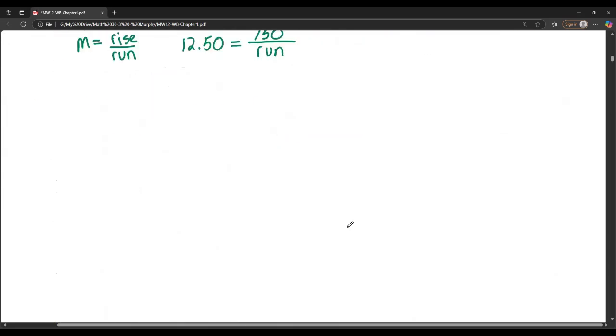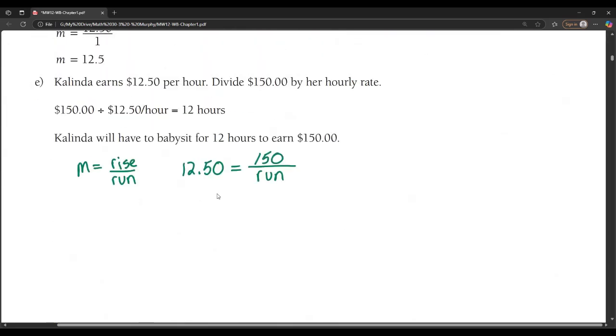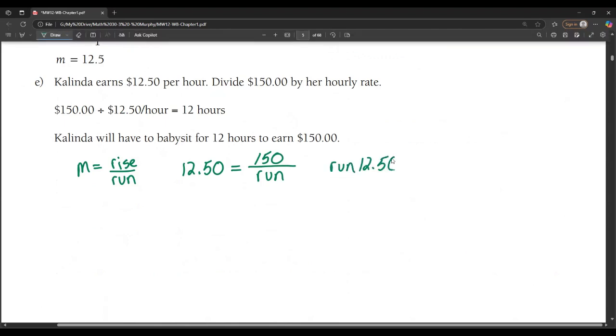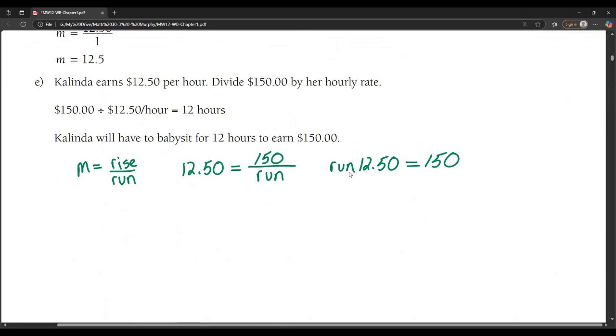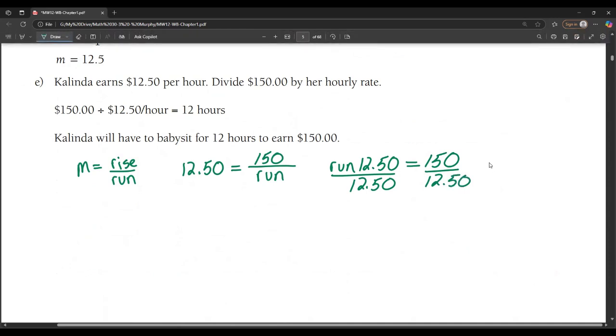And then you just line them up. And then from here, you can multiply run over like that. And then from here, divide both sides by 12.50, and your run comes out to 12 hours.